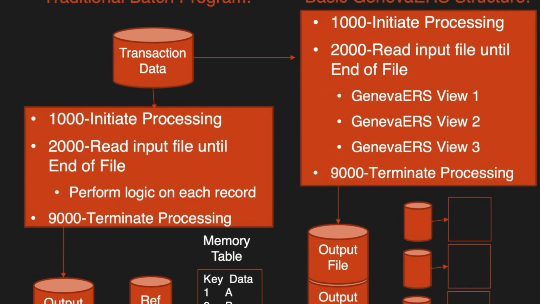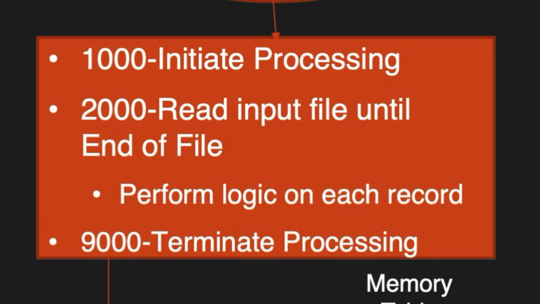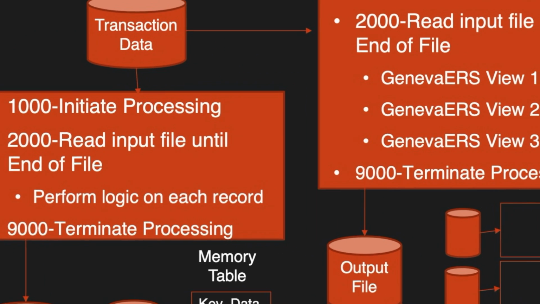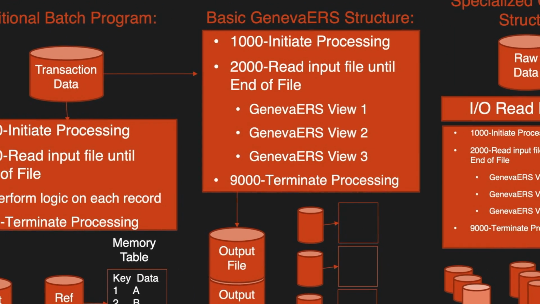The model that it's built upon is the good old batch program of 1000 initiate process, 2000 read until end of file, and 9000 terminate. Except that Sapphire, in doing that process, each one of the views is able to see each record, so they become subparagraphs effectively.